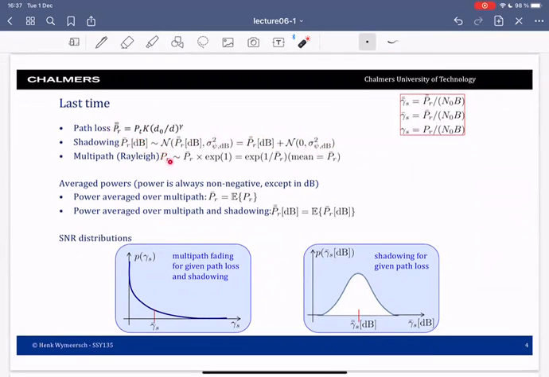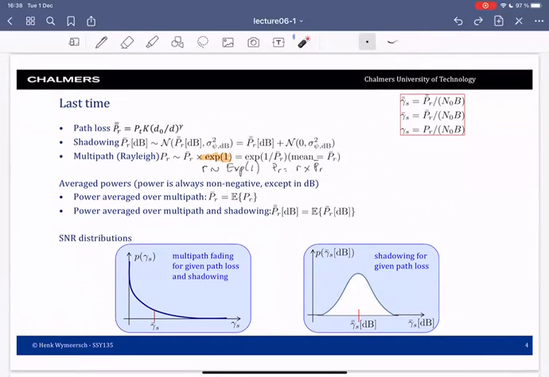The received power after multipath is written as PR without any bars. This is given by the received power after path loss and shadowing multiplied with an exponential random variable. Maybe I didn't explain this very properly, but this just means that I multiply it with a random variable r, which is drawn from an exponential distribution with parameter 1. Okay, and then PR is equal to r times PR bar. So that means that the mean of PR will be given by PR bar.